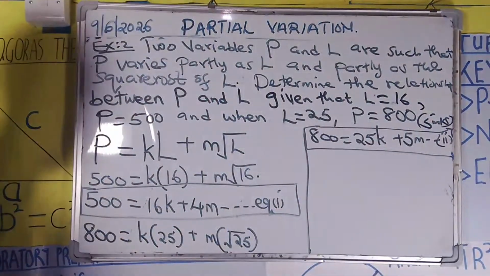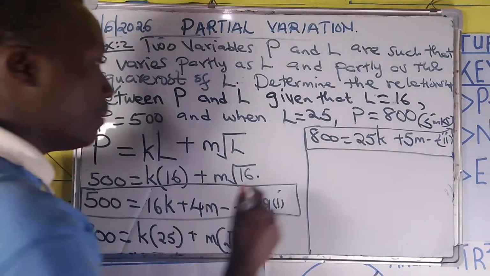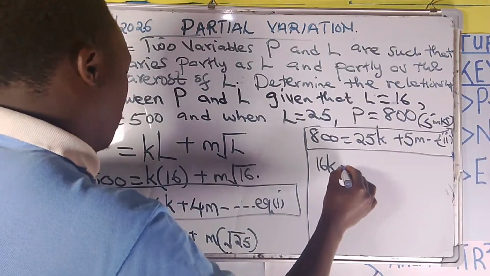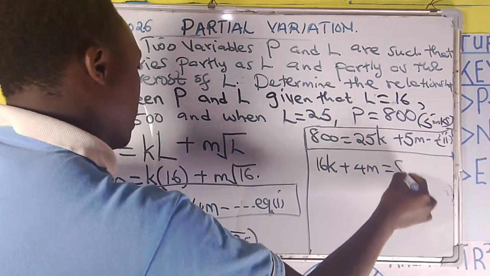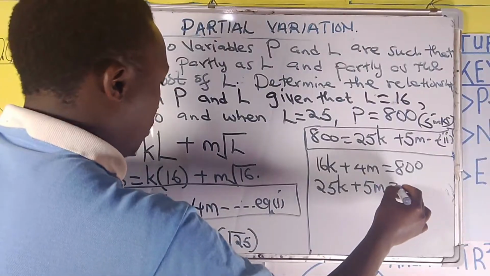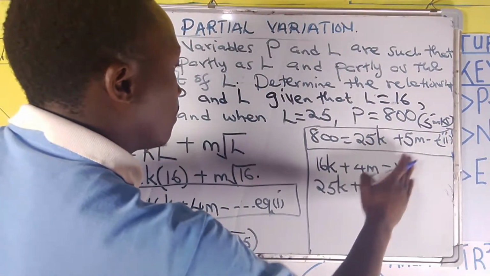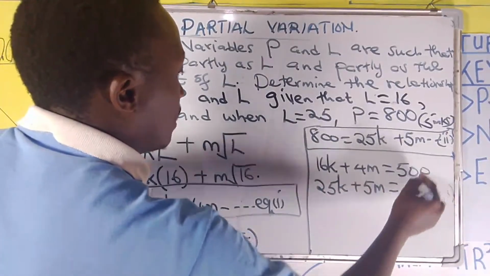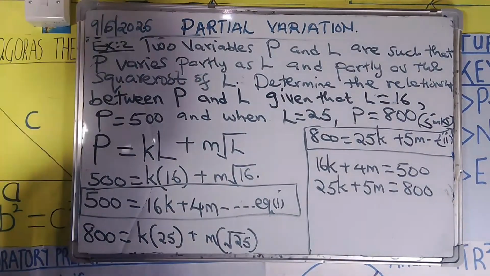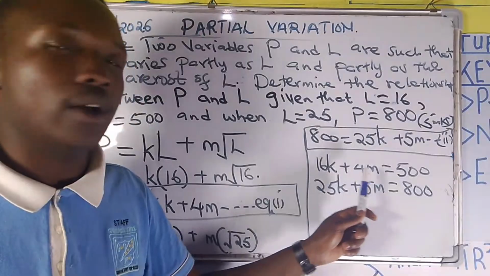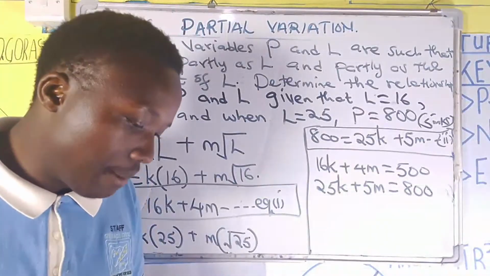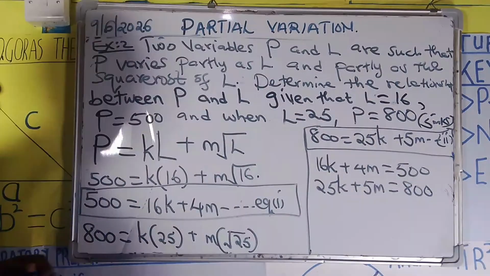So with both equations, 1 and 2, we can write them in the form of 16K plus 4M is equal to 500, and 25K plus 5M is equal to 800. Once we write our equations like that, we can decide to either eliminate K or M. In this case, I would recommend we eliminate M so that we avoid using large numbers. Let us try to use small numbers.